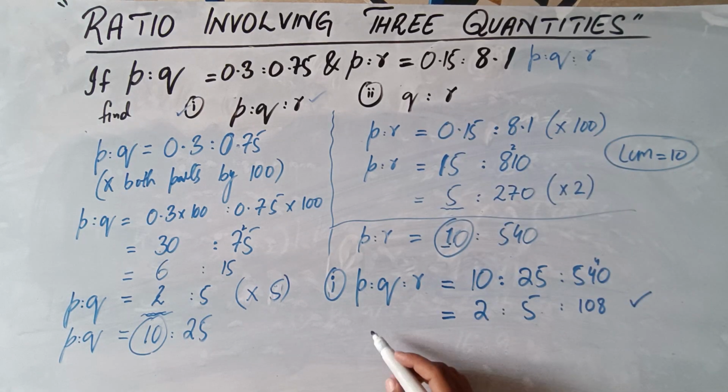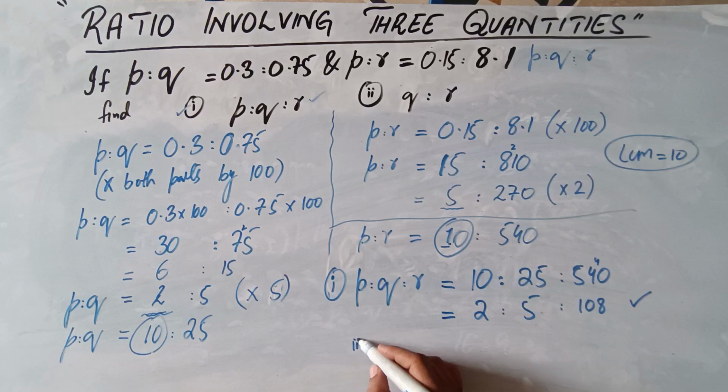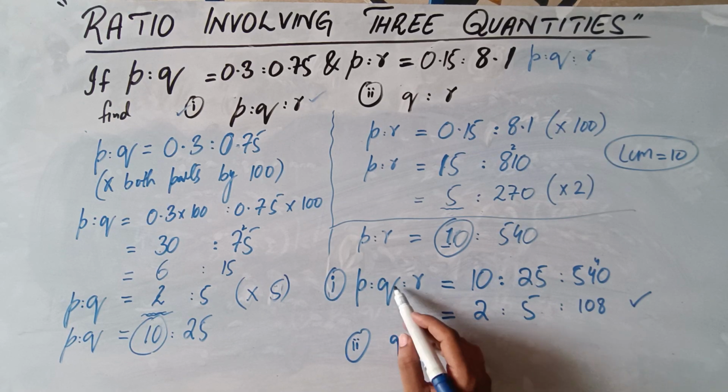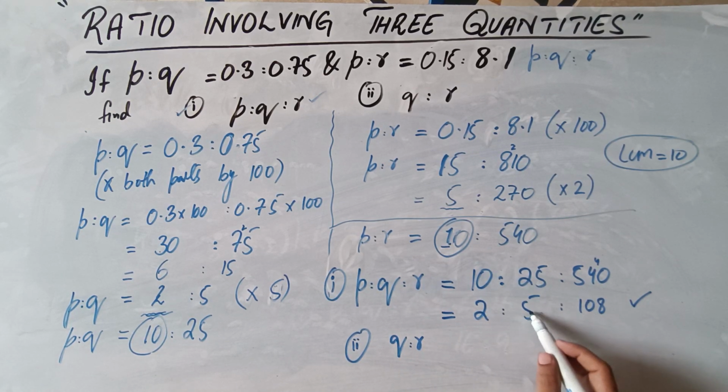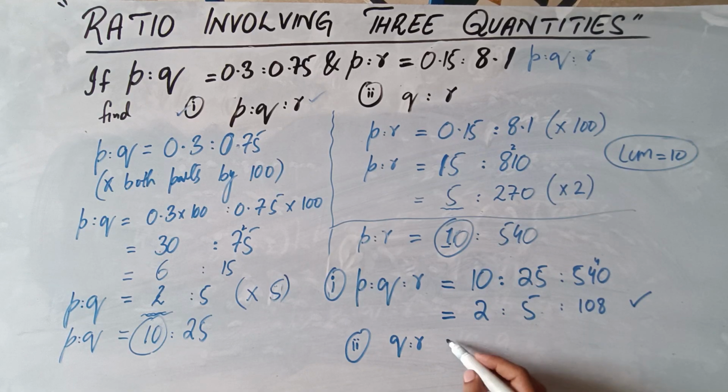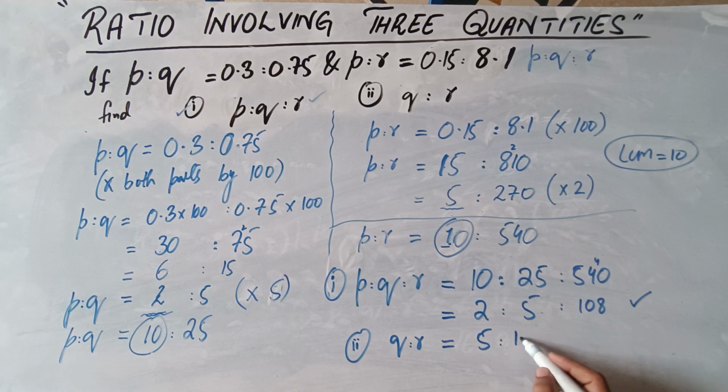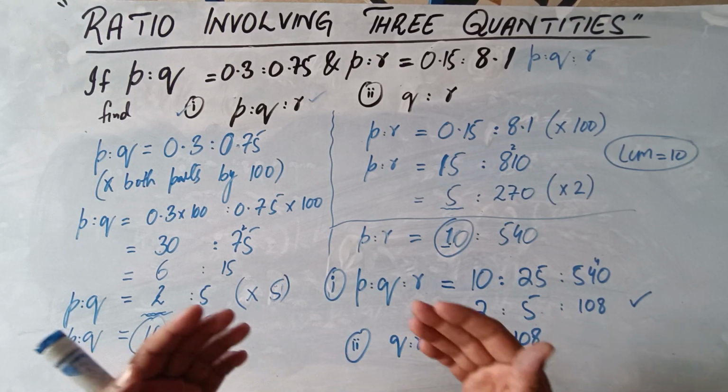Now second part, Q ratio R. So Q and R are written at the third place. So we will pick the simplified value. If we pick the simplified value, the answer would be the simplified version. So there won't be any need to simplify it further. So this is how we can find out the continued ratio involving three quantities.